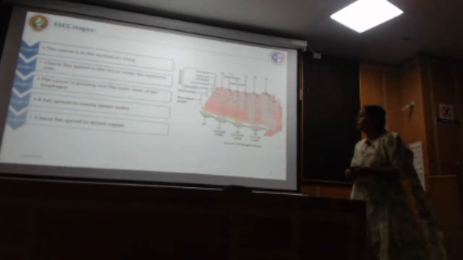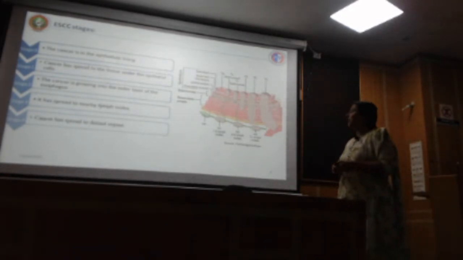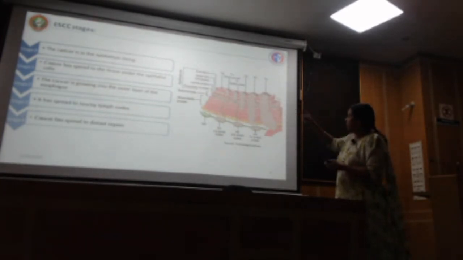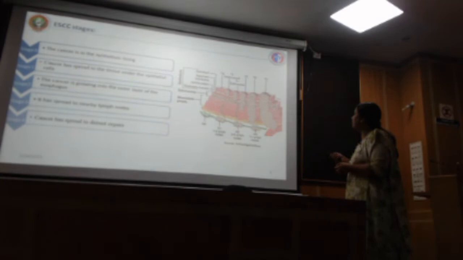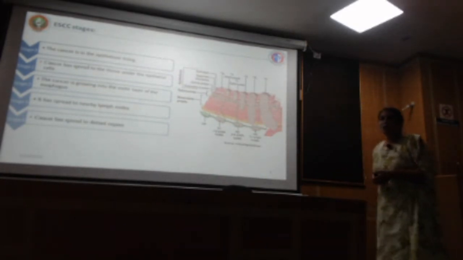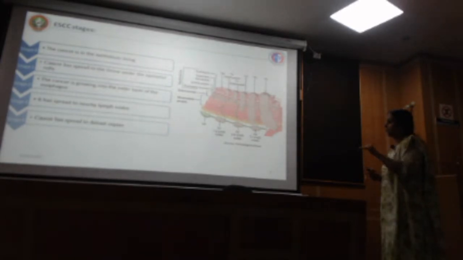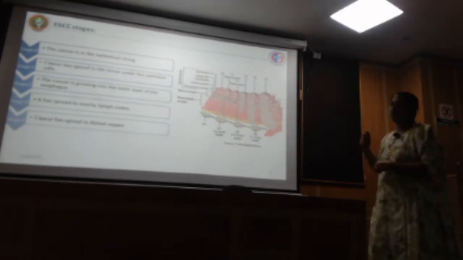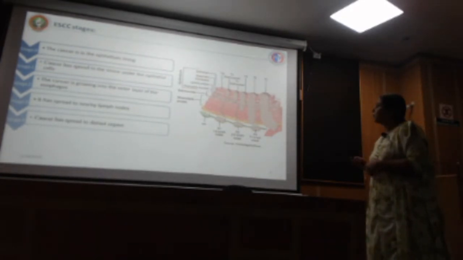So here we can see at stage 0, the cancer is in the epithelial lining, in T1, right here. In stages 1 and 2, it is growing out of the epithelial cells and going into the esophagus. Next, it will spread to the nearby lymph nodes and finally to other distant organs. So these are the different stages of esophageal cancer.